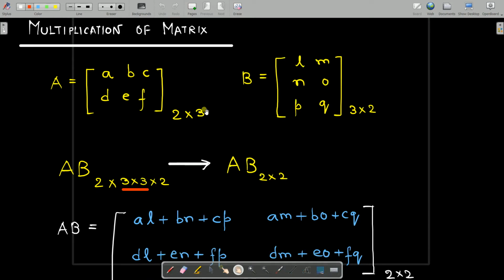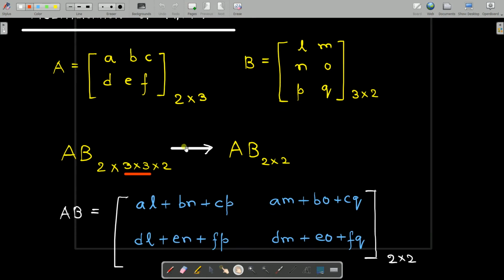Whatever is there in the second part of the first matrix has to be equal to the first part of the second matrix. If here you have 3, here you should have 3. If here you have 7, here you should have 7. Then only the product AB will be possible. Otherwise it won't. So here, as we can see, matrix A has order 2 cross 3 and matrix B has order 3 cross 2.